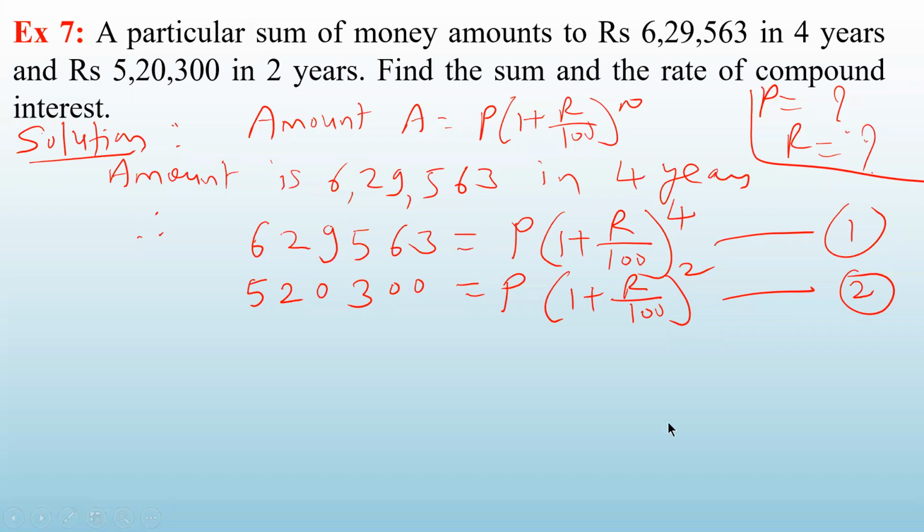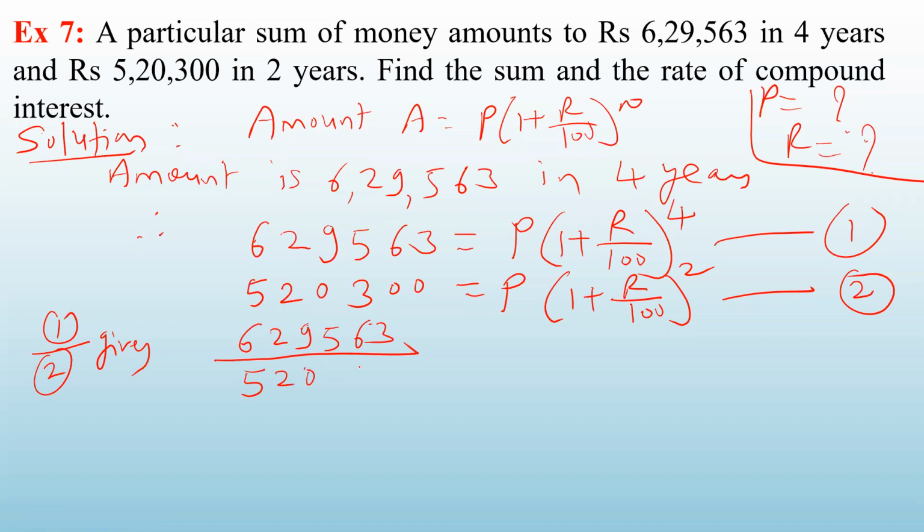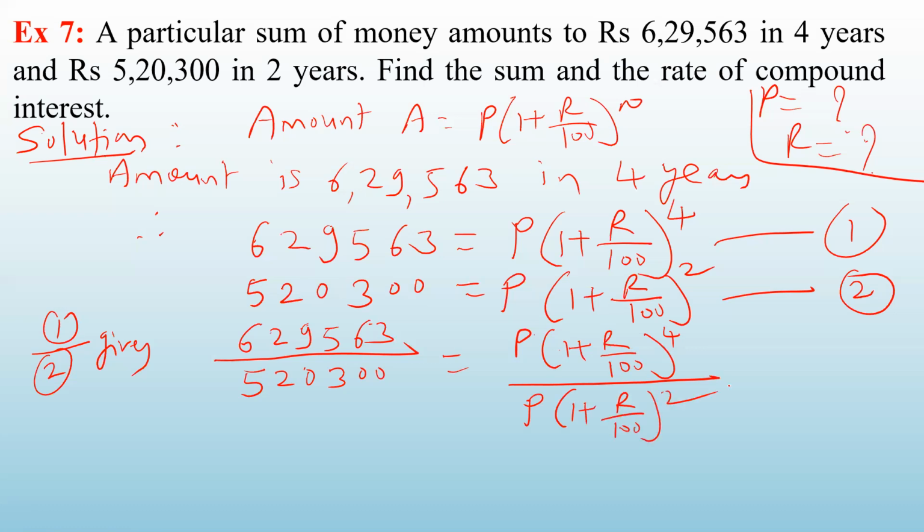So what I'm going to do, divide first equation by second equation. The first equation, the left hand side is this, and the second equation left hand side is this. So divide the left hand side of the first equation by the left hand side of the second equation. Similarly, the right hand side also. Right hand side of the first equation is this, and the right hand side of the second equation is this. I hope you have understood. Here you are getting two equations. You have to solve these two equations and find the values of P and R.